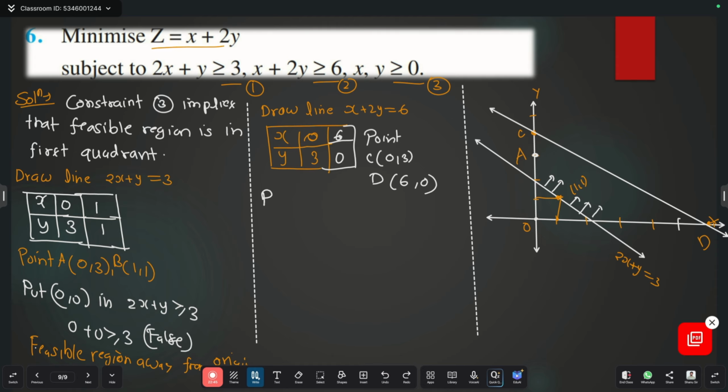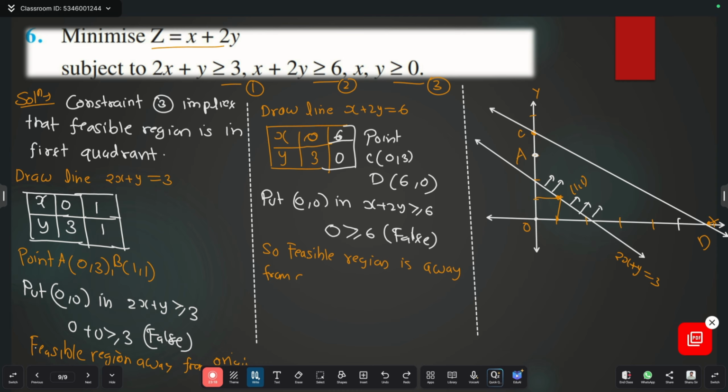Now put 0, 0 in x plus 2y greater or equal to 6. So 0 greater or equal to 6 is false. The feasible region is away from the origin, from the line x plus 2y equals to 6. It means the feasible region is this side, this side.